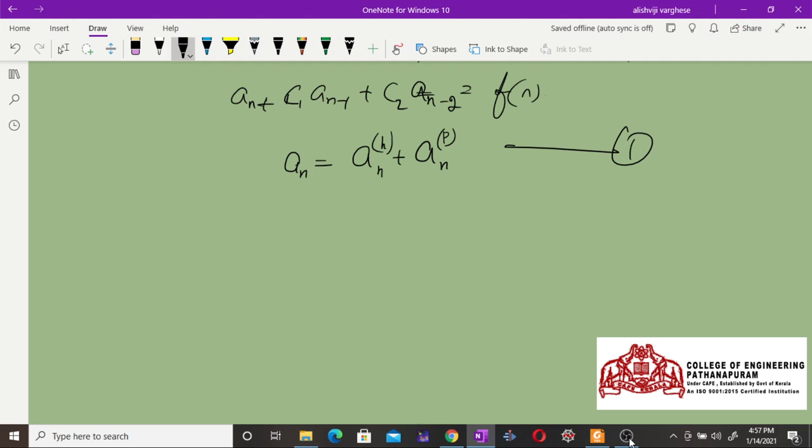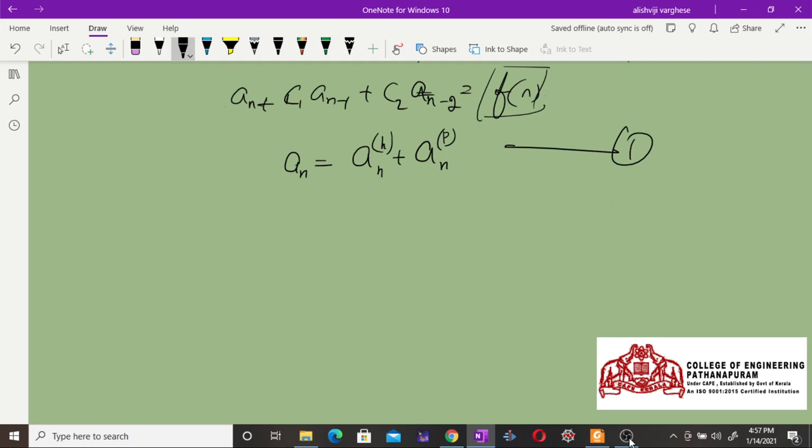So this is our solution, in which the first one is called the homogeneous part and the second one is the particular solution. To find the homogeneous solution, we consider the homogeneous equation corresponding to the given recurrence relation by just changing Fn into 0, or equating it to 0. We get a second order linear homogeneous equation, and the solution of that homogeneous equation is ANH.